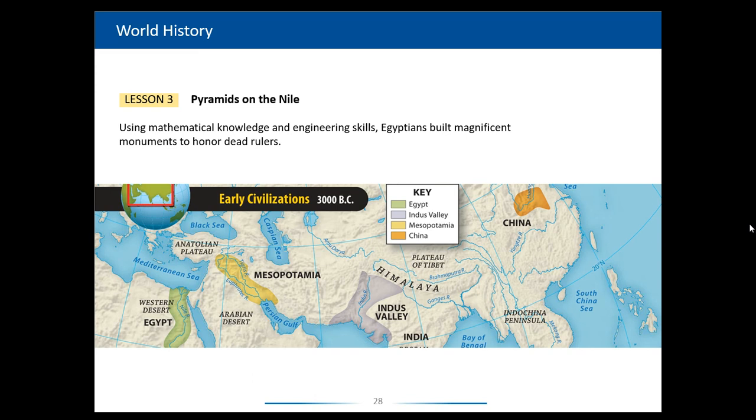Using mathematical knowledge and engineering skills, Egyptians built magnificent monuments to honor dead rulers. Egypt is in Africa. If you look on this map, you see that it is in the top northern eastern side of Africa, south of the Mediterranean Sea, and west of the Red Sea.